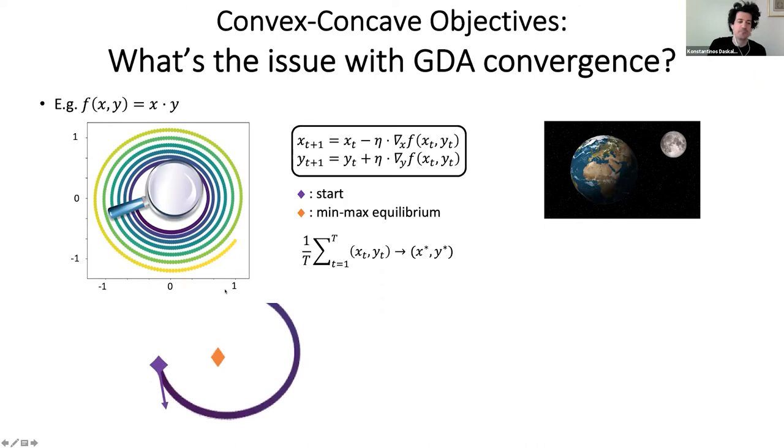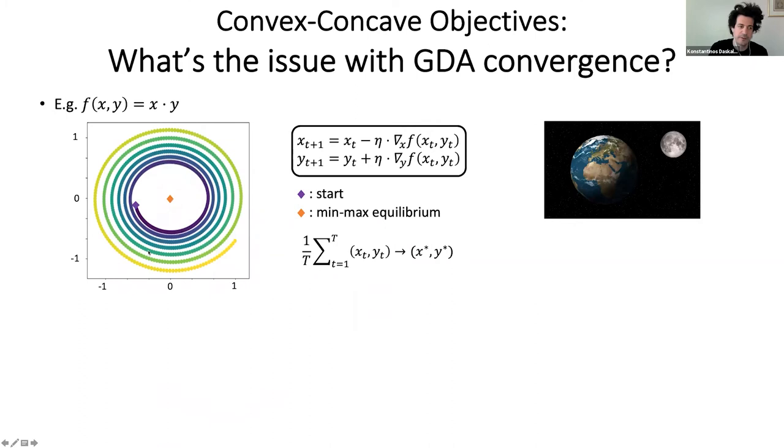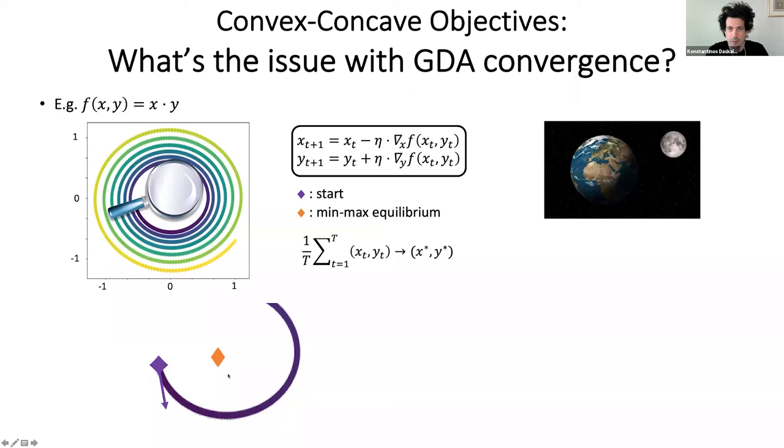So let's investigate. Why doesn't the moon crash into the earth? Why does it go around? The reason the moon goes around the earth is that it has a momentum that makes it go around. So if I investigate what gradient descent ascent does in this function, what's happening is that the gradient descent ascent iteration is pushing it further and further away from the target. If you would like to correct this dynamic, what you would like to correct is the momentum that the dynamic has. The dynamic is pushing it further and further out, so you would like to counter that.